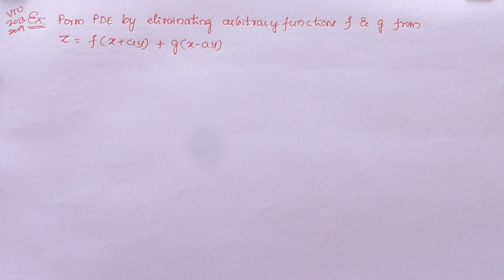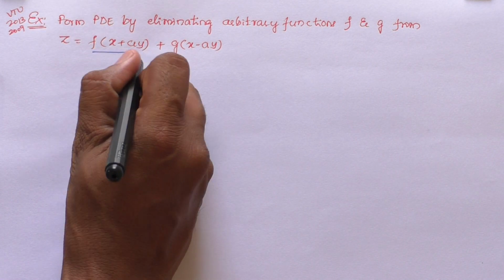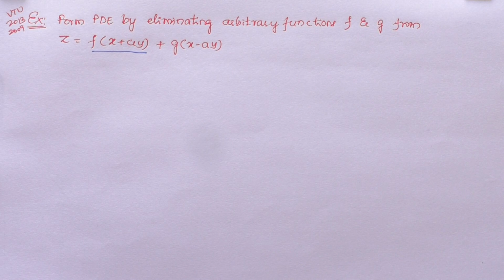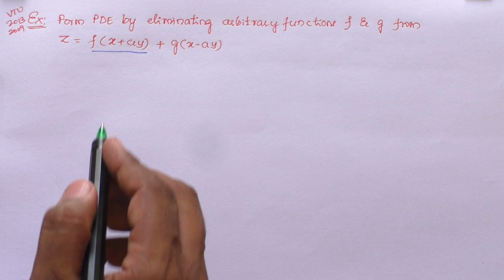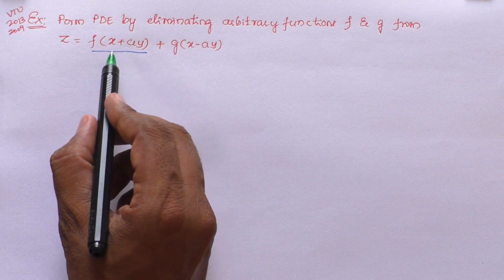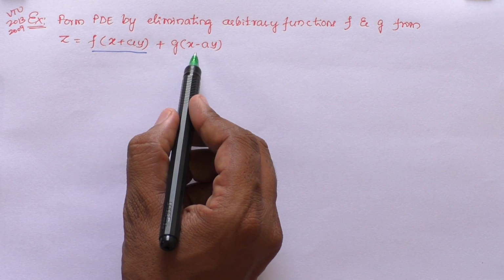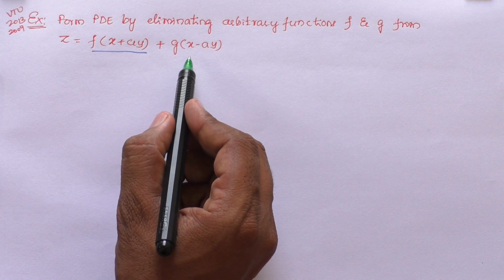In the previous video, we discussed how to form a PDE by eliminating an arbitrary function, only one arbitrary function. For that, the process is very simple. Here we need to go for partial differentiation. In the case of one arbitrary function f, the first order partial derivative is enough to eliminate the function. But when it comes to two arbitrary functions f and g, you need to go for second order partial differentiation.